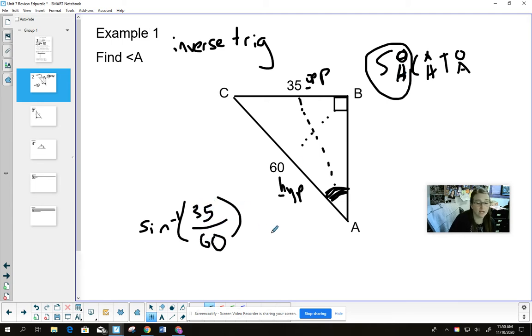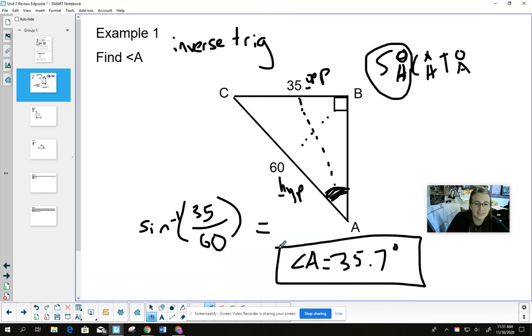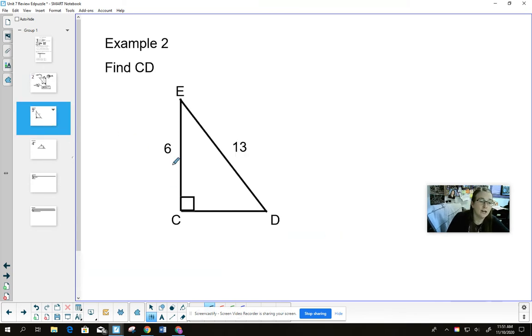60 over 35 will get you a wrong answer. It has to be 35 over 60. And be careful that we're doing inverse. You should have gotten that your angle A, what we're trying to find, equals 35 point, I'm going to round this to 7. If you rounded it to 35.6, that's okay. Okay, try the next one.